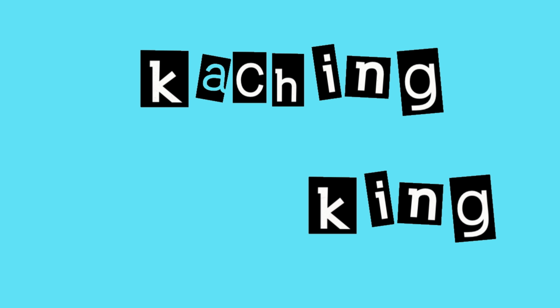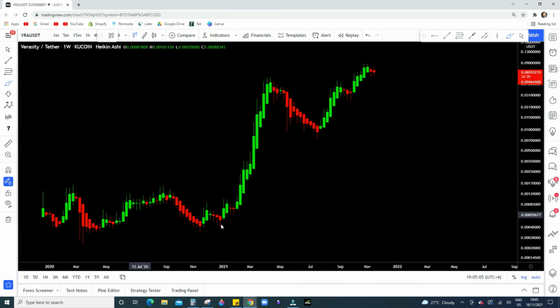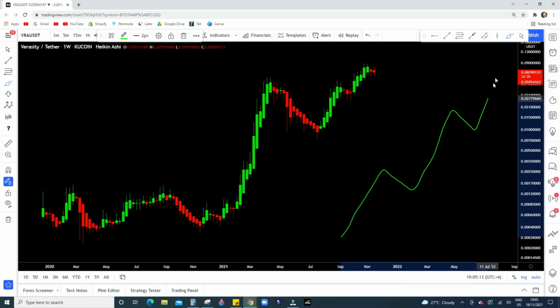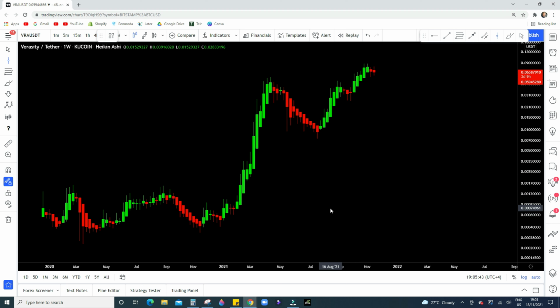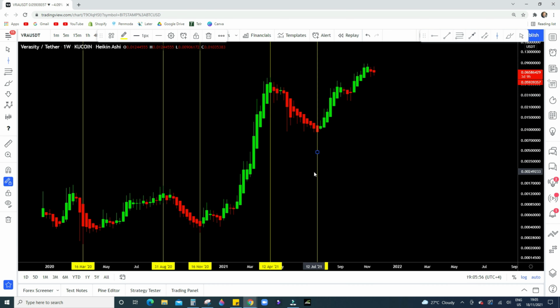And now let's go and look at the chart. From the first look at the Verasity chart, it's obvious that it's forming a typical 5-wave structure that includes 3 impulses and 2 corrections. If we were to break this down on the chart, the beginning of this structure started here in March of 2020. This was the first impulse, this was the first correction, this was the second impulse, and this was the second correction, and now we're in the 5th wave of this structure, or the 3rd impulse.